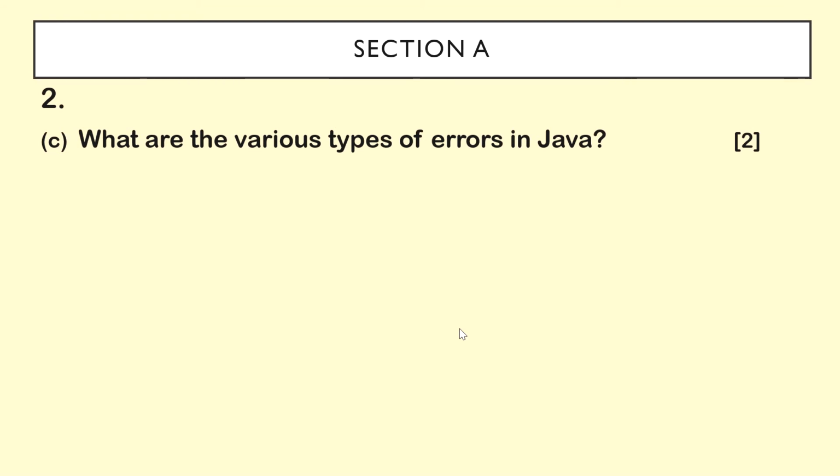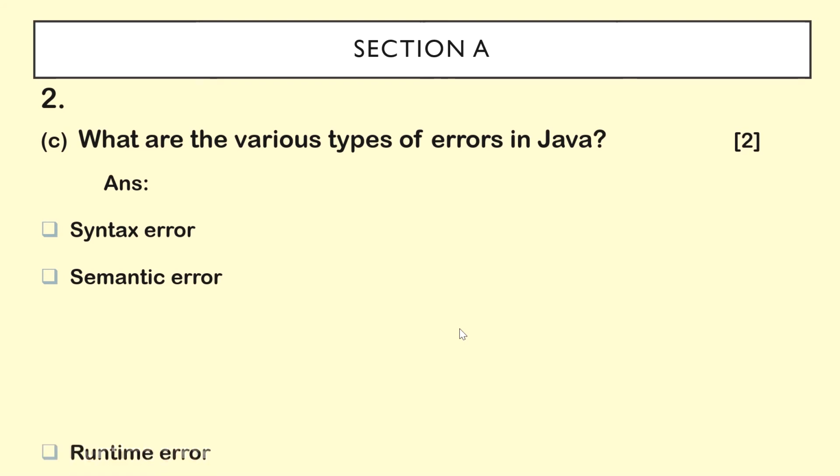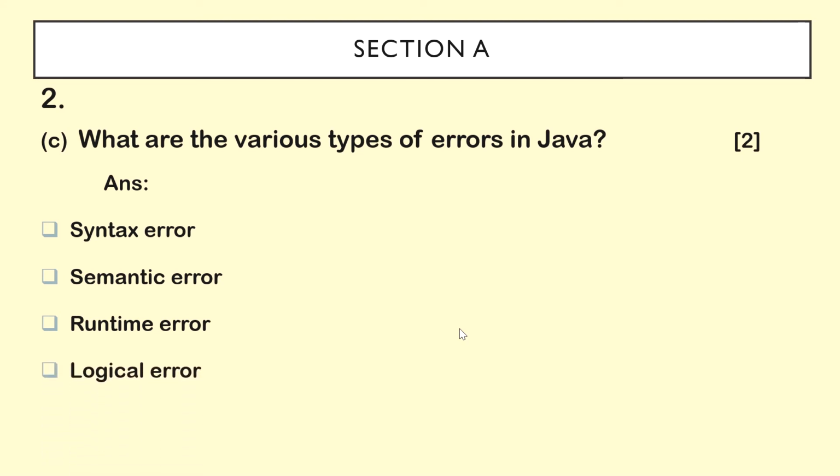Number C. What are the various types of errors in Java? This particular topic I'll go into in detail in the theory section. For now, let's know the types. Number one is the syntax error, if you make any error in the syntax. Second is the semantic error, if you are making any error in the semantics of Java code. Runtime error, if you are making some error which is caught only during the runtime while running the program. And logical error, if you have made any error where the code is correct but logically it's not correct.